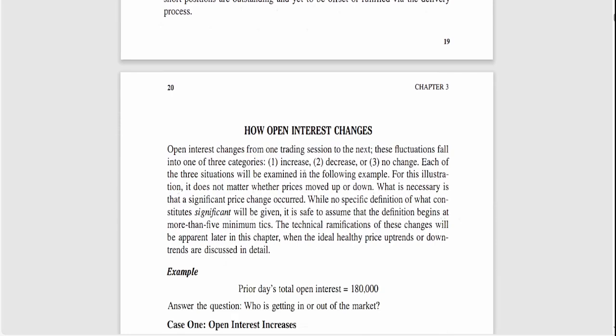Now the point is how open interest changes. This is the main agenda, the main point you have to check: whether open interest is increasing, decreasing, or there is no change. These three points you have to determine to read open interest, and you have to judge it with the market action and candlesticks, and then you have an idea of what is going to happen.